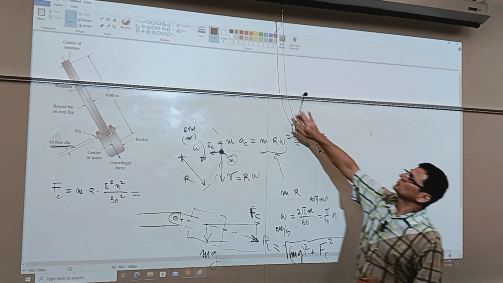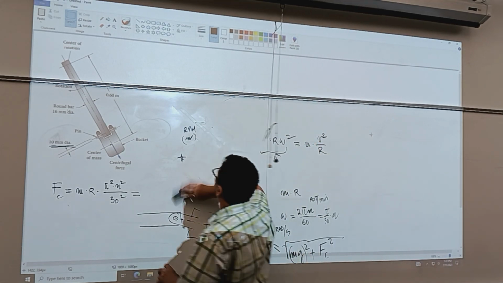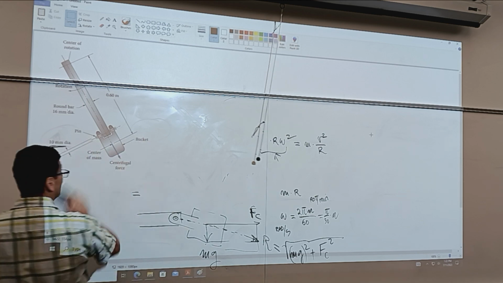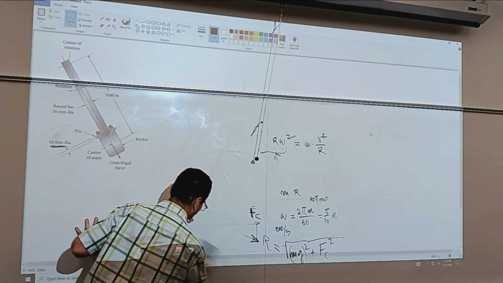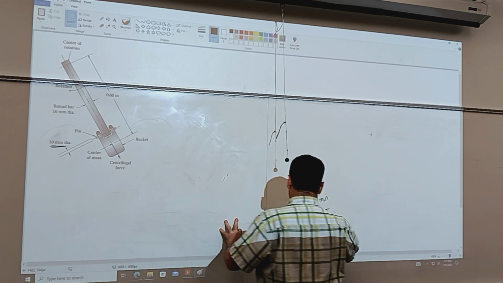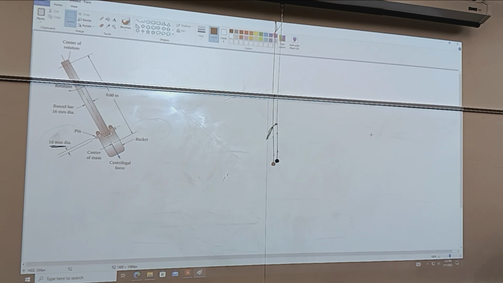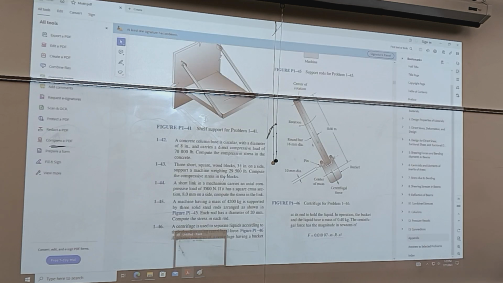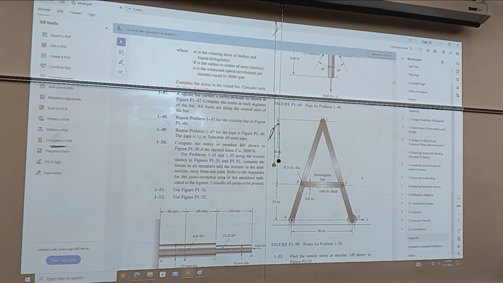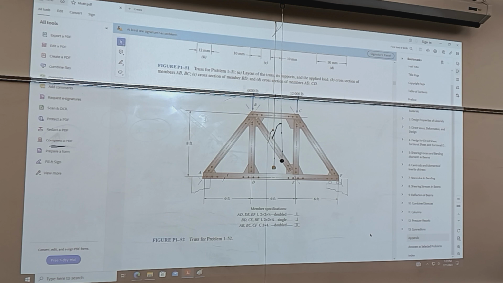Again, I'm not going to go through this. Let's do another problem, a problem on frames. It's something you did in strengths of materials. Okay, so frames, this could be considered a frame, but let's look at this one.